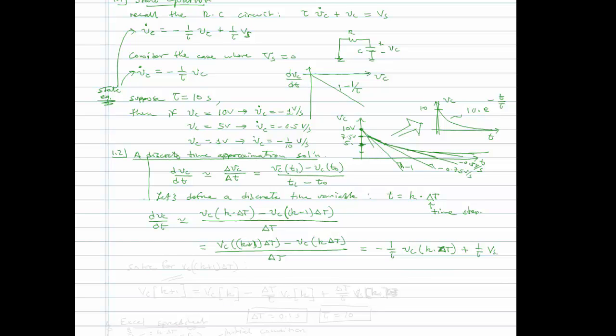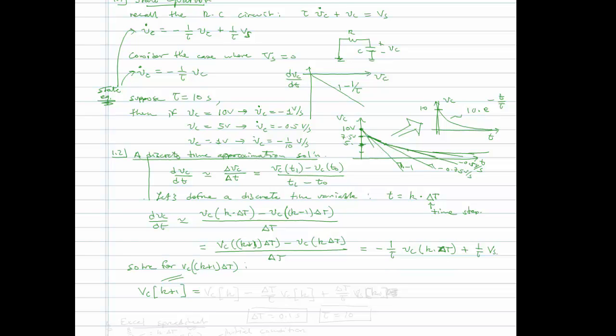All right, now let's rearrange this. Let's multiply through by delta t, and solve for Vc of k plus 1 times delta t. I'm going to use a shorthand now: Vc bracket k plus 1. What that means is that this right here is equal to this. It's just a shorthand.